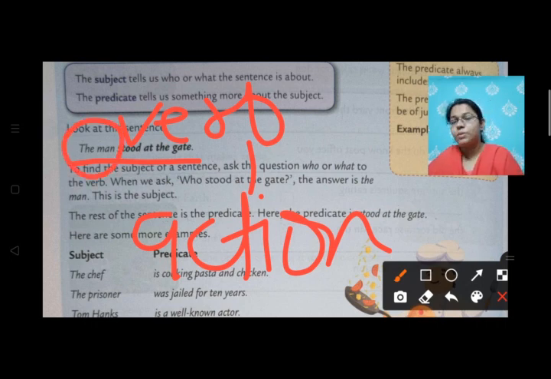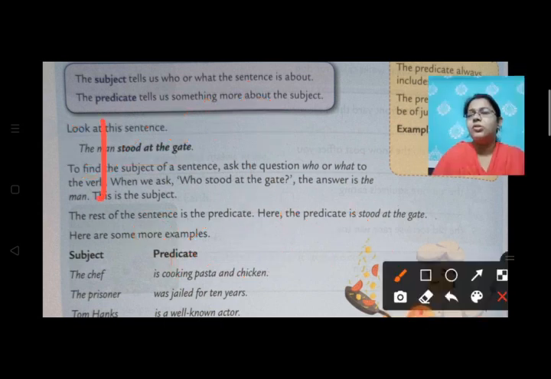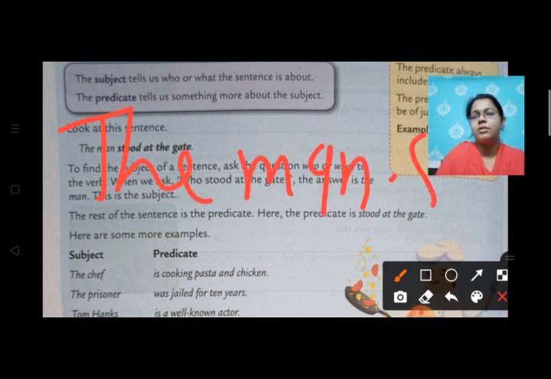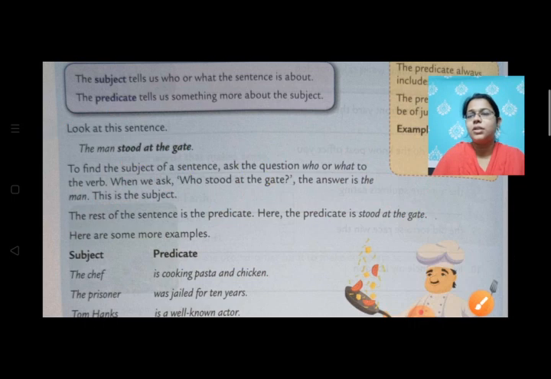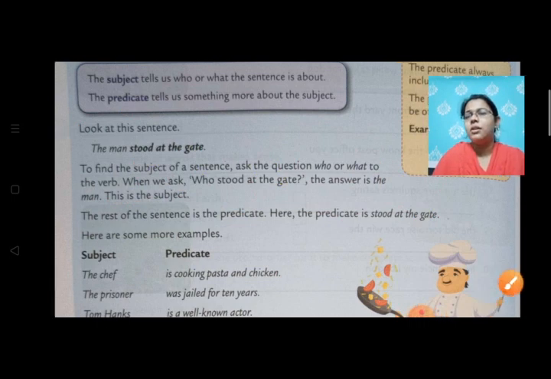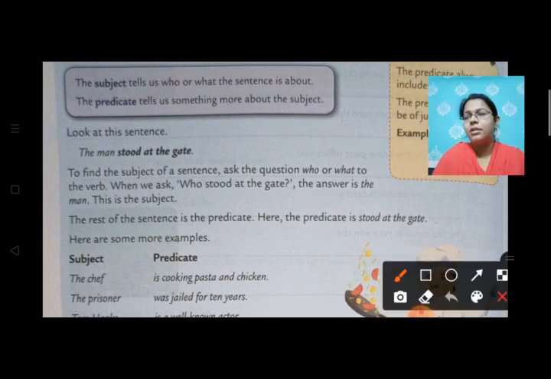और जैसे कि मैंने आपको समझाया कि सब्जेक्ट कौन होता है? जो एक्शन कैरी आउट करता है वो, या फिर जिसके बारे में सेंटेंस बात कर रहा है वो, राइट. सो यहाँ पे ये जो मैन है, ही इज स्टैंडिंग एट द गेट. द मैन स्टूड एट द गेट. सो द मैन is our subject because he is carrying out the action. And what is the action, and what is the remaining portion of the sentence? stood at the gate. आपको आपका सब्जेक्ट मिल गया, राइट, द मैन.